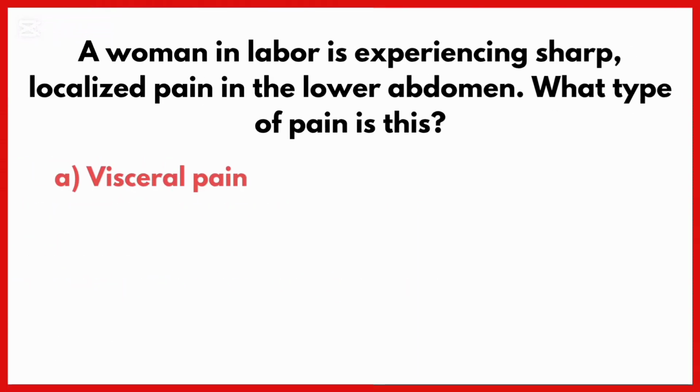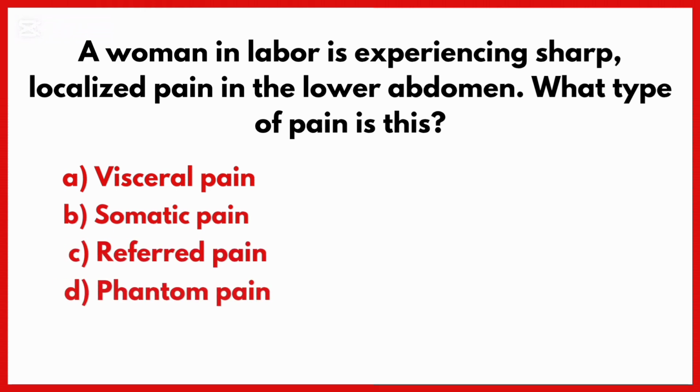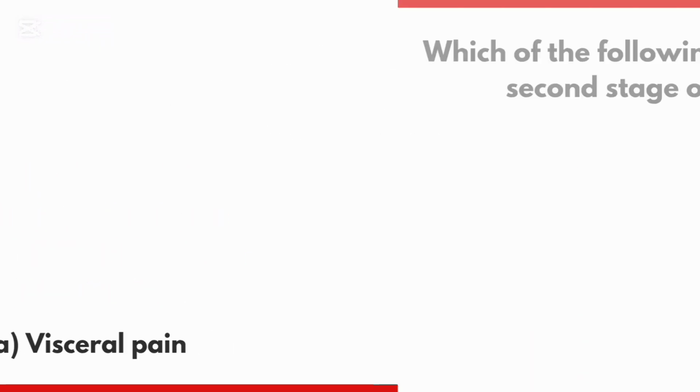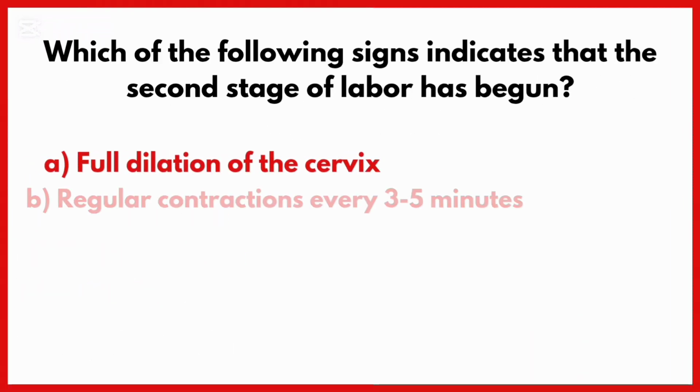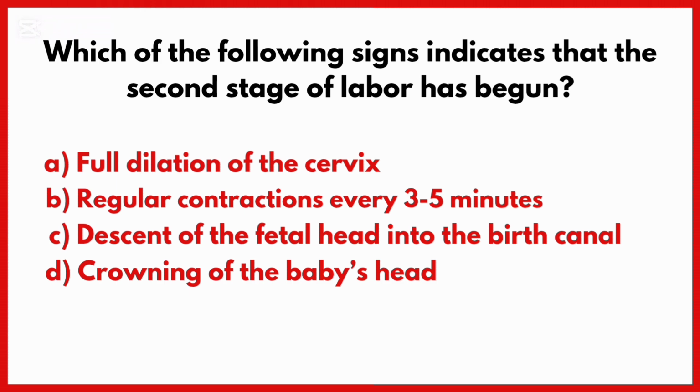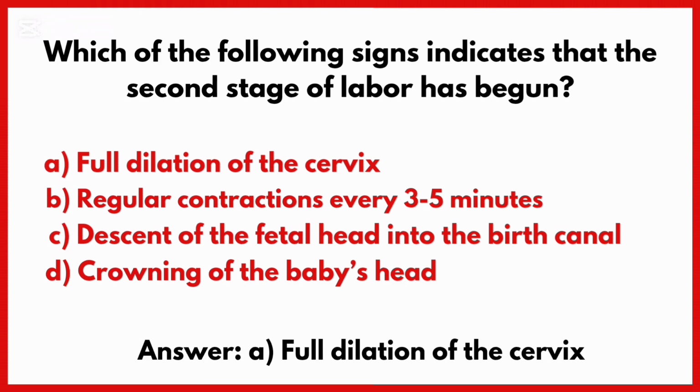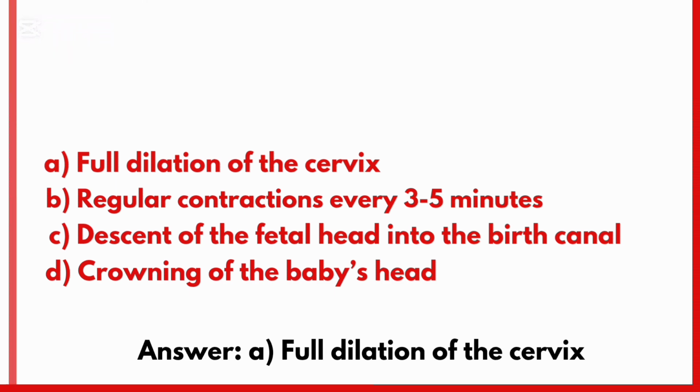A woman in labor is experiencing sharp localized pain in the lower abdomen. What type of pain is this? Correct answer is option A, visceral pain. Which of the following signs indicates that the second stage of labor has begun? Correct answer is option A, full dilation of the cervix.